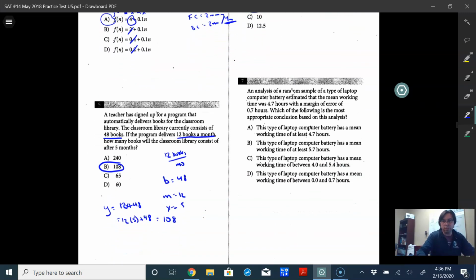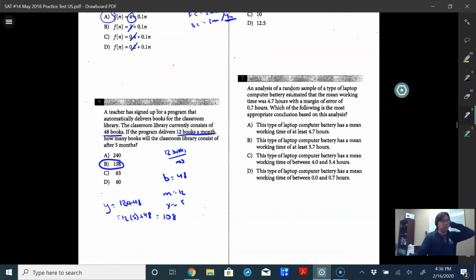All right, so let's look at number 7 here. It says an analysis of a random sample of a type of laptop computer estimated that the mean working time was 4.7 hours. So we can see the mean. Let me go down here actually. So we can see the mean is equivalent to 4.7.